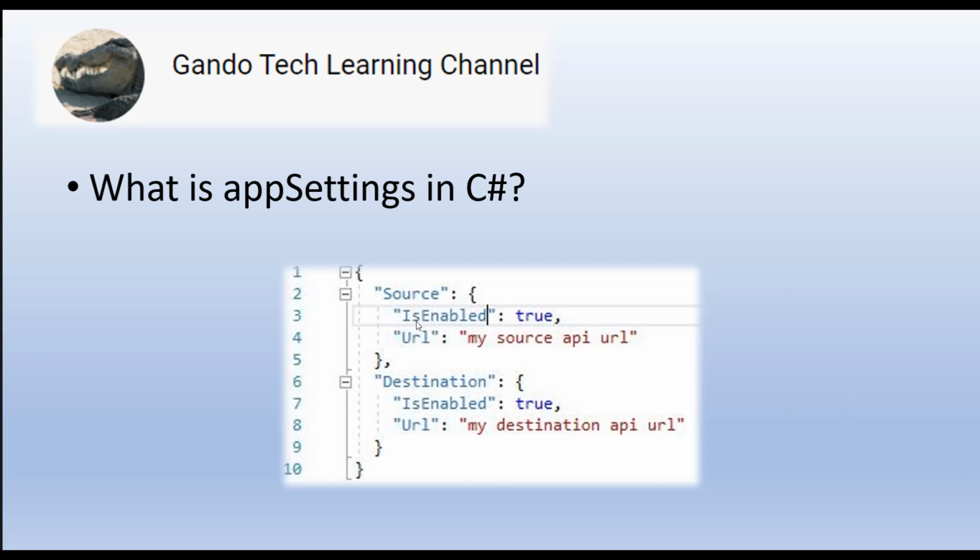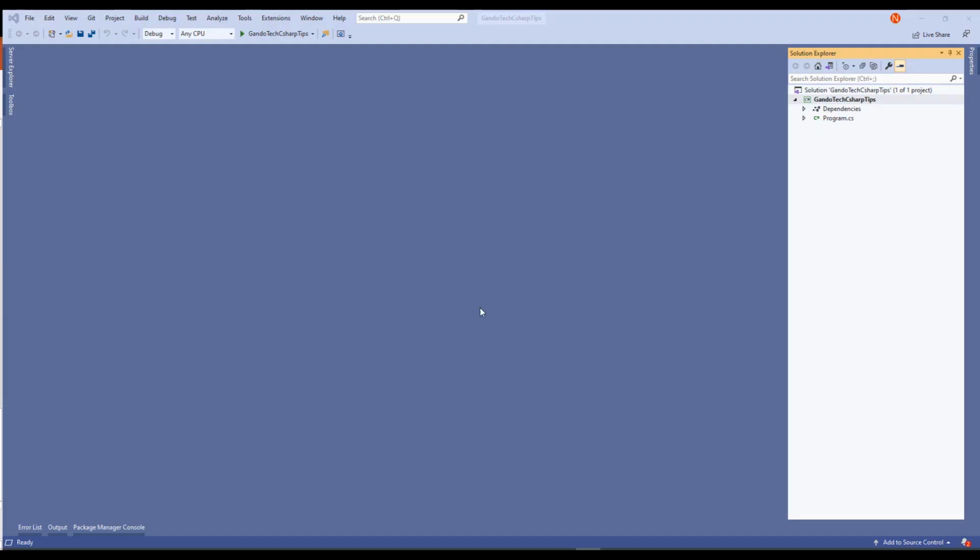For example, the isEnable in this app setting is true, which is saying this source is enabled, and this is the URL which is going to communicate with them. And this is the destination, again enabled, and also this is the URL. That's all. Now I'm going to take you on an amazing and interesting tour to show you how to implement this app setting. So bear with me.